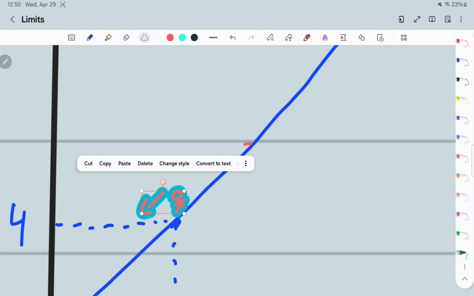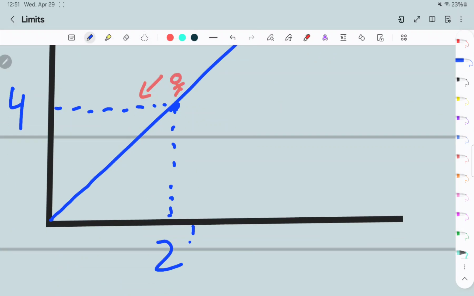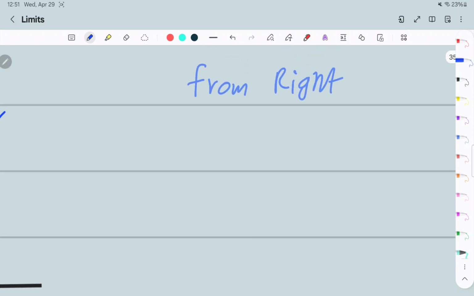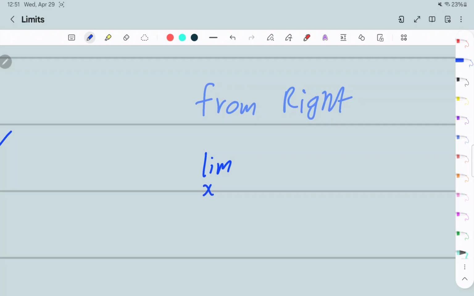Hence, by the time I reach, let's say 2.1, I would be at 4.1, which is quite near 4. Make sense? So that's why we say from the right. And how do we write this? We say limit x approaching 2 from the right. Now to denote that I'm going from the right, I'm going to put a plus sign, and then I'll write the function.